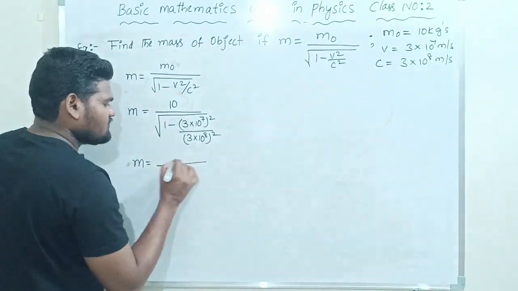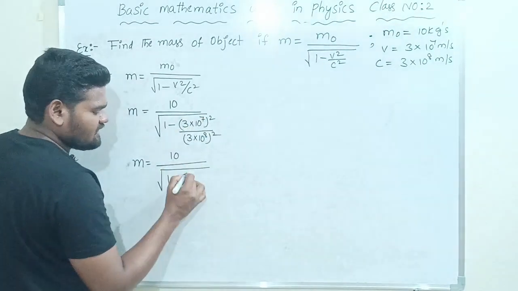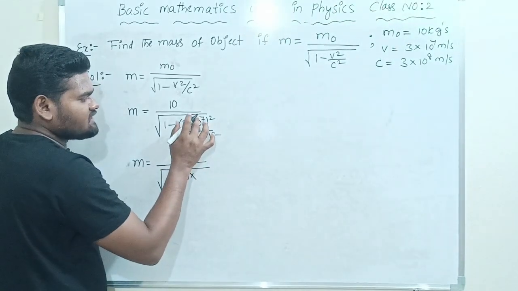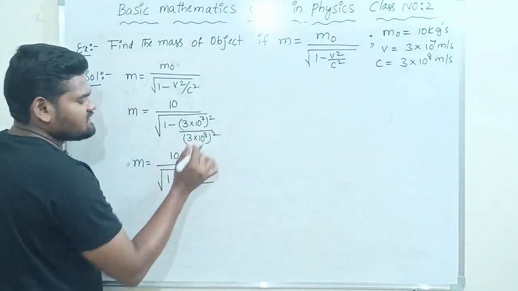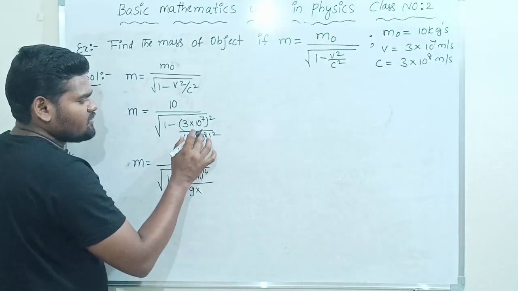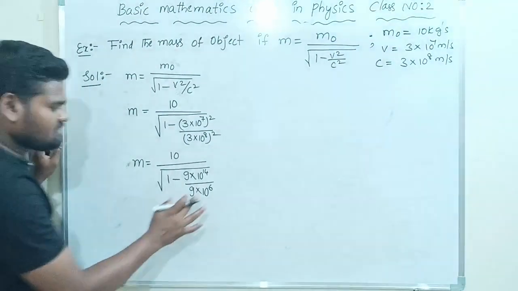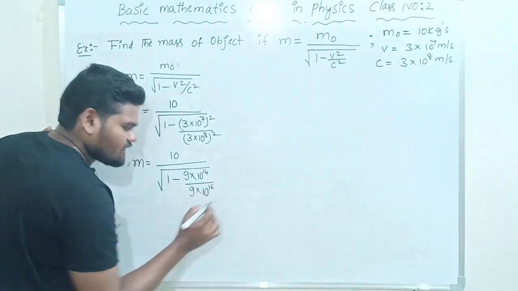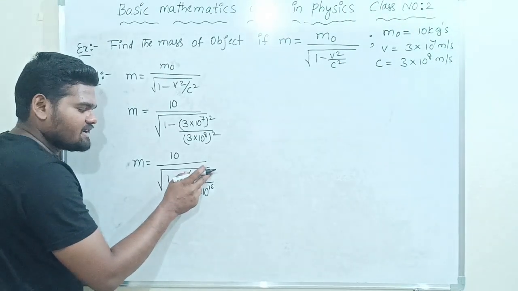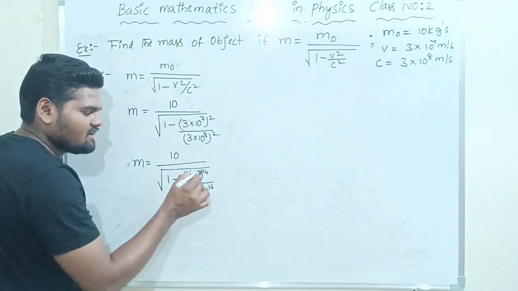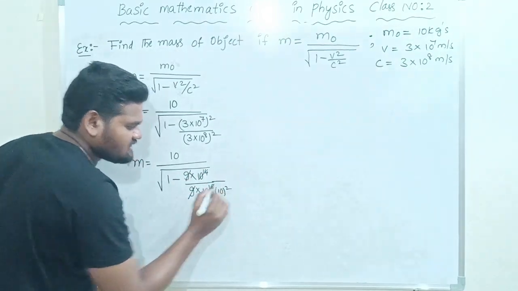So m is equal to 10 by under root of 1 minus 3 squared is 9 into 10 to the power of 7, 7 twos are 14, so 10 to the power of 14, divided by 3 squared is 9 into 10 to the power of 8, 8 twos are 16, 10 to the power of 16. Sorry, very sorry. Okay, so 9 and 9 get cancelled out, and here 10 to the power of 14 is there, and here 10 to the power of 16 is there. So 14 and 16 cancel out, here 10 to the power of 2 remains.